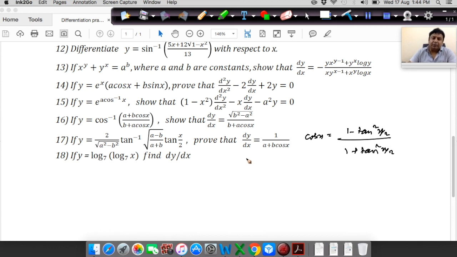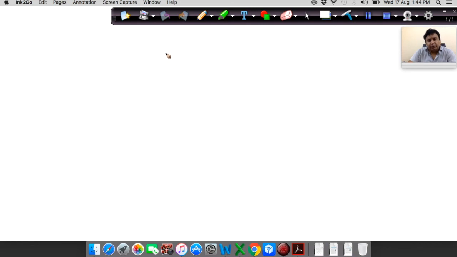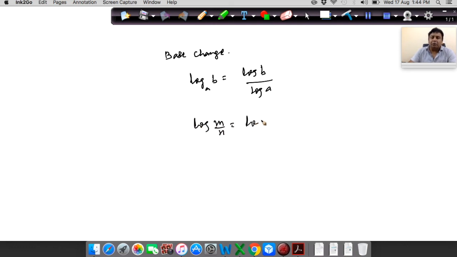Coming to the 18th one. Base changing formula. Change of base in logarithm. If you have log of base a b, you can write that as log b by log a, and your base can be anything. So e, because e is the only one that we can differentiate. And further we know log m by n is log m minus log n. So these are your tools to handle this sum.